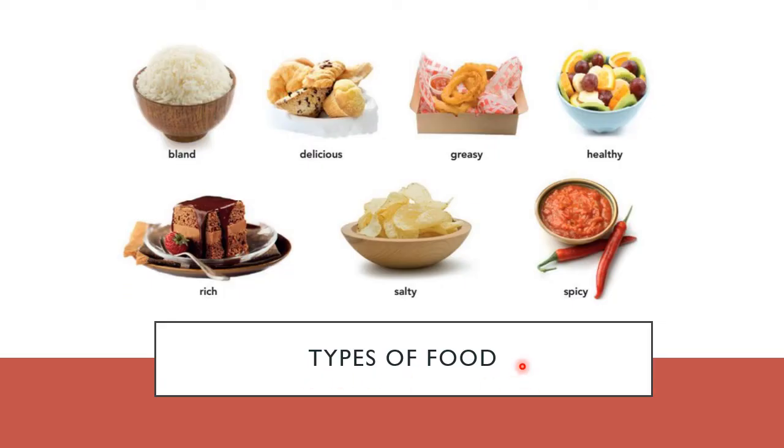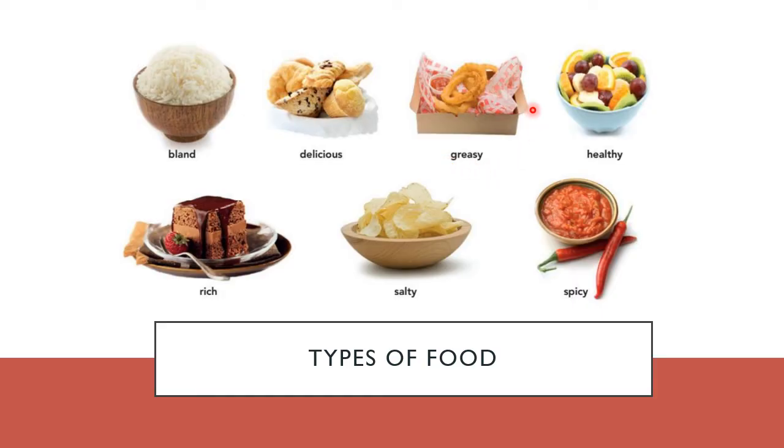Types of food. These are 7 different types of food that we are going to describe. We have bland, delicious, greasy, healthy, rich, salty, and spicy. Bland food is food that is soft, low in fiber, and it doesn't have a strong flavor. Delicious food is food that has a very pleasant taste or smell. It's kind of the opposite of bland food.